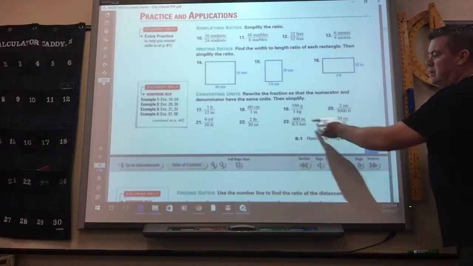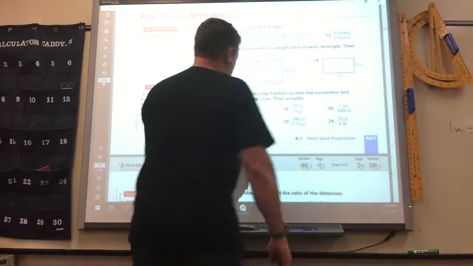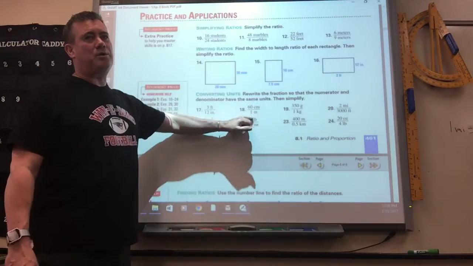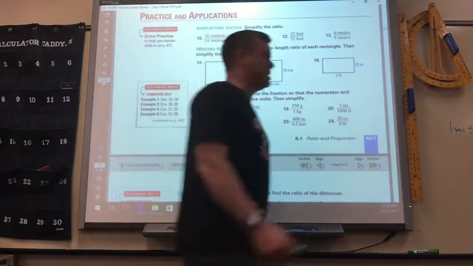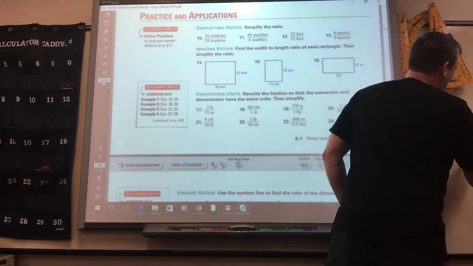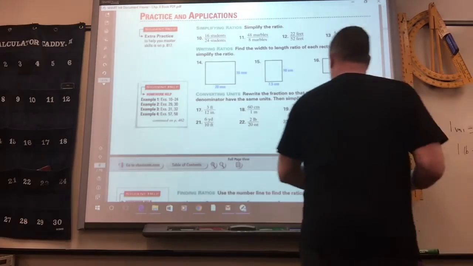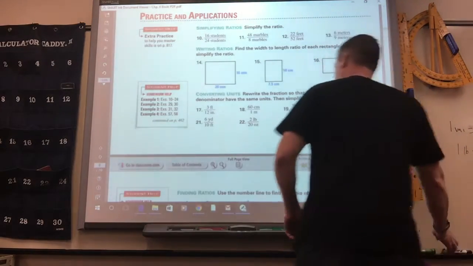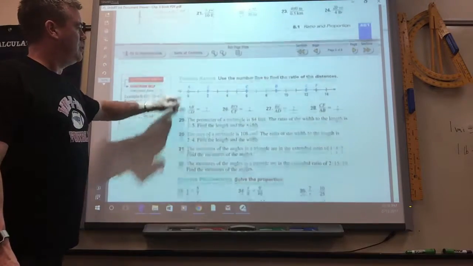So you'll need that for this one. Meters, kilometers, kilo means 1,000. Ounces and pounds. Everyone know how many ounces are in a pound? 16. One pound is 16 ounces.